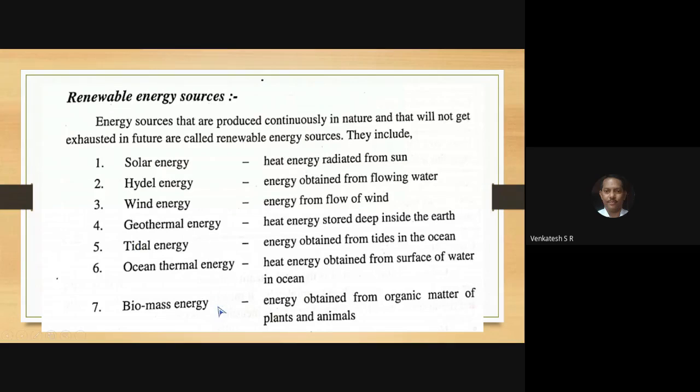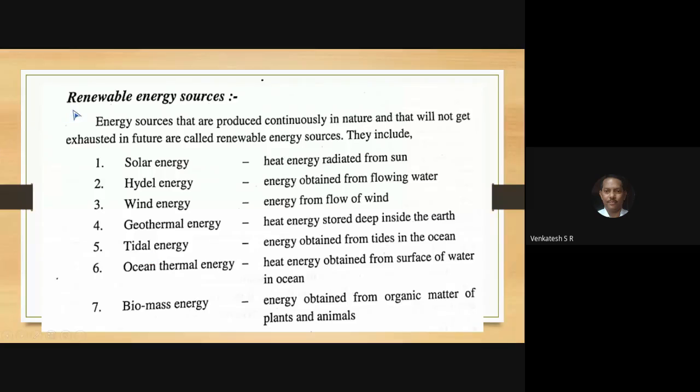Organic matter present in the waste can be utilized for producing energy. Biomass energy is produced from, all of you observe here, plants and animals. Decaying of plants and animals inside the earth produces biomass energy. So you can use the gas coming from the biomass in the gas turbine. From that you can produce the electrical power.